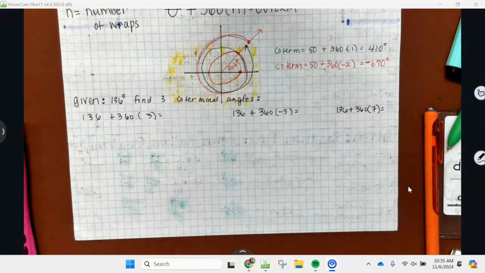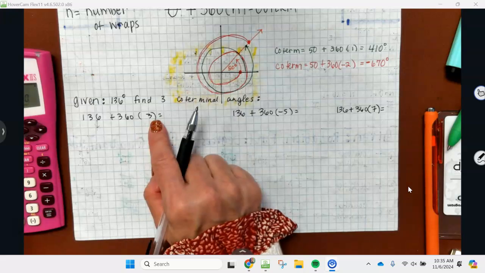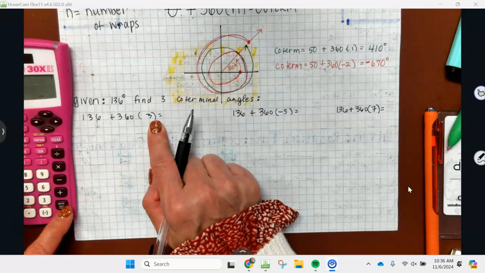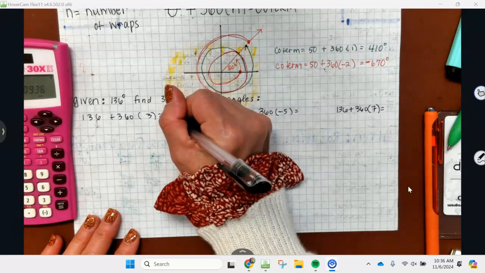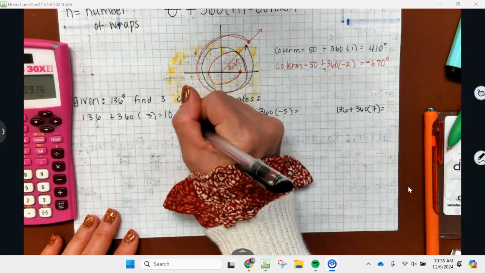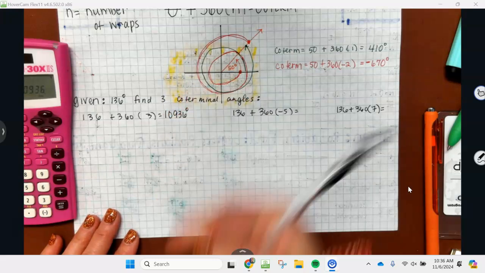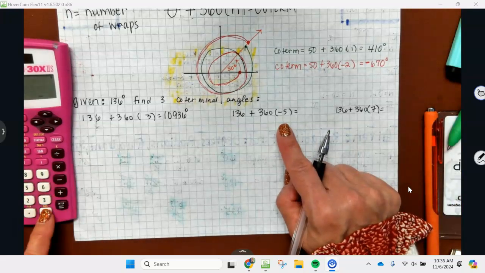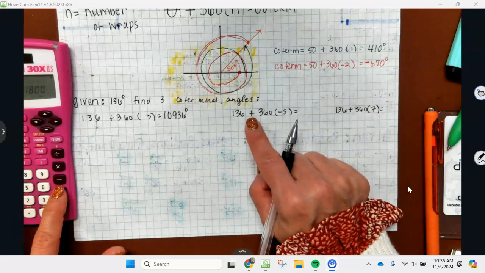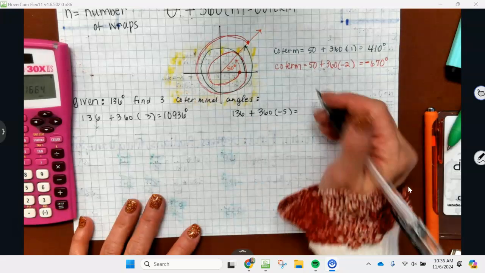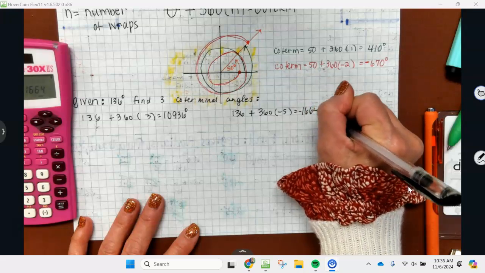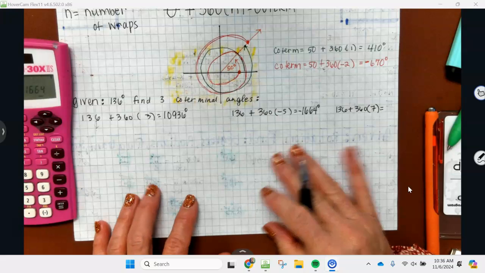I got a calculator. All right, so one coterminal angle is going to be 360 times 3 plus 136. So that's going to be 10,936 degrees. That's a coterminal angle. I could do 360 times negative 5 plus 136. So a negative 1,664 degrees is a coterminal angle.